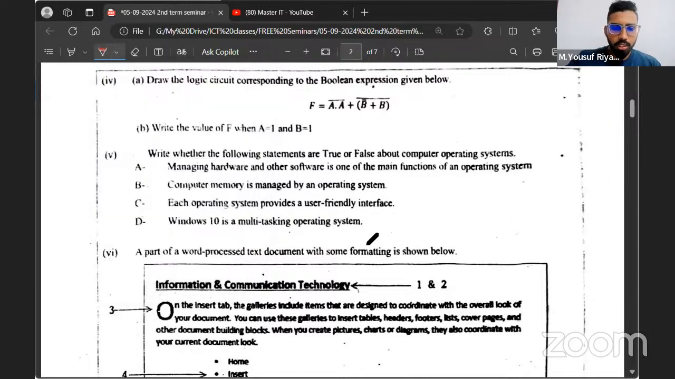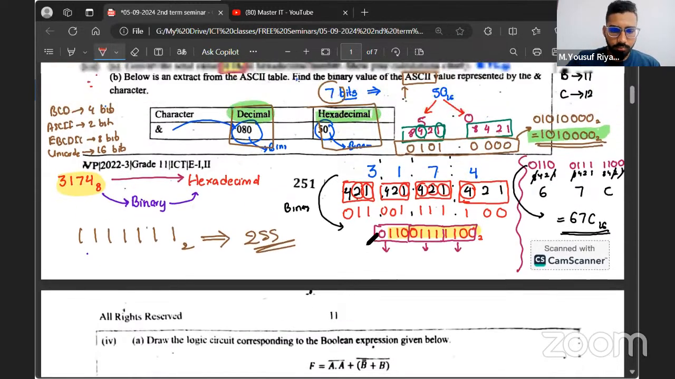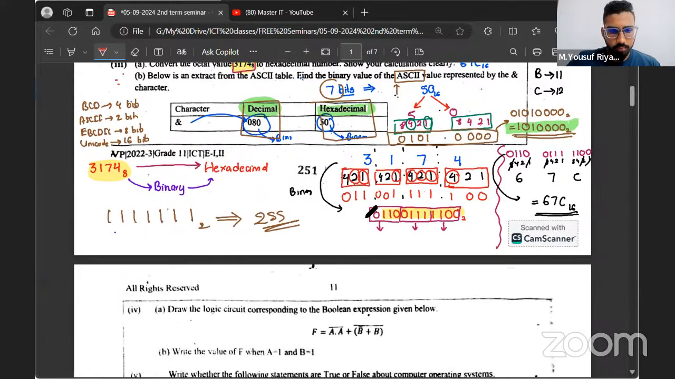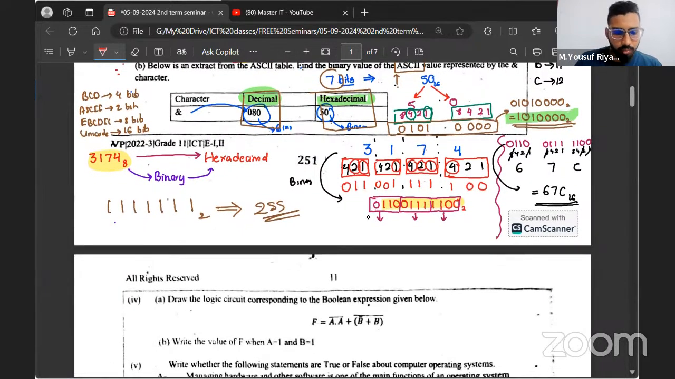They're asking you to show the logic gate. Right. Done. Okay.